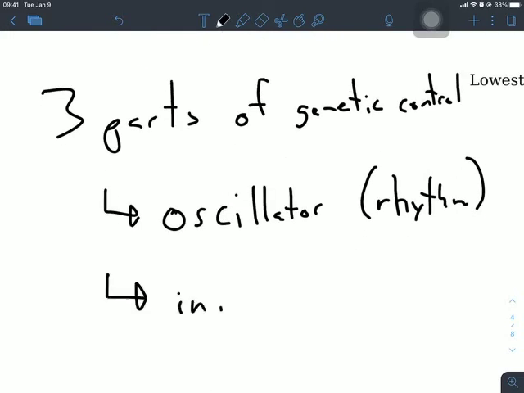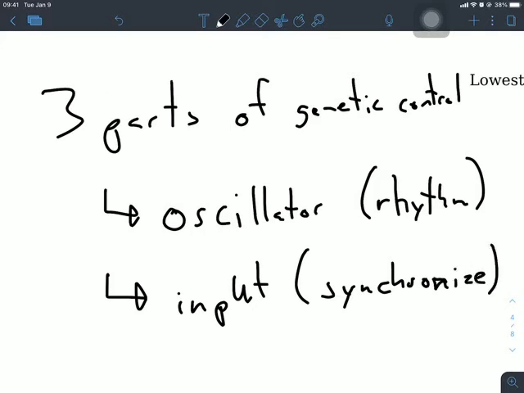An input set of genes. These help synchronize you with the time of day of wherever you are. Think of what happens when you travel long distance, like to another continent. Your 24 hours are now shifted because of your new location.